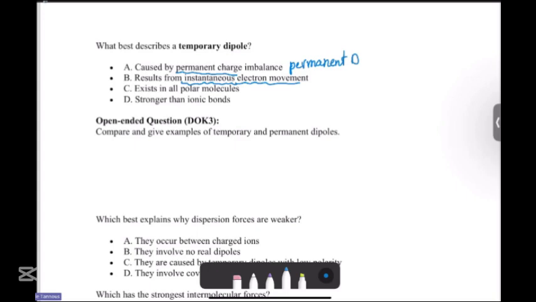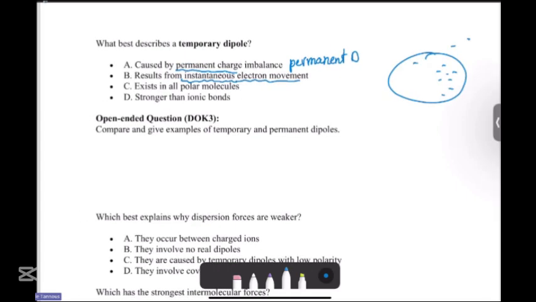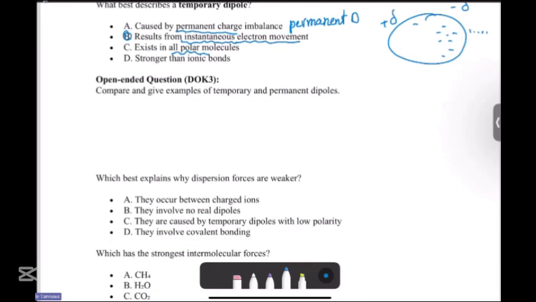So there will be electrons in the atom moving around, and if they come to one side, for some instant this side becomes negatively charged and the other side becomes positively charged, and at that point they might have London dispersion forces with another neighboring molecule. Definitely not in the polar molecule. Moving on: compare and give examples of temporary and permanent dipoles.